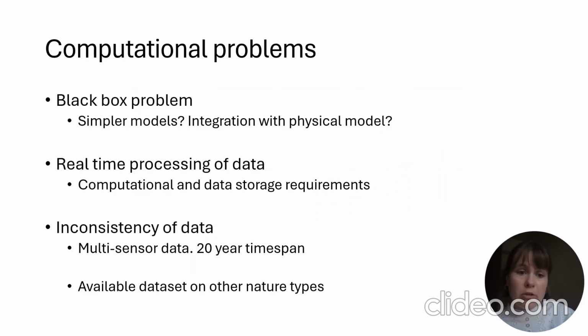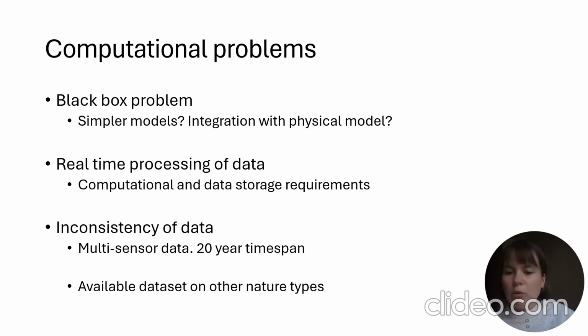And then for computational problems, in this paper we are discussing the black box problem, because we are using deep learning, and then it's difficult to know what information it is really using, how it can predict these different things. One solution can be to use simple models as, for example, decision tree, but it will not be able to do the same complex decisions, or integrate with physical models, but that's not really what we're doing. And then real-time processing of data is challenging because of computational and data storage requirements.